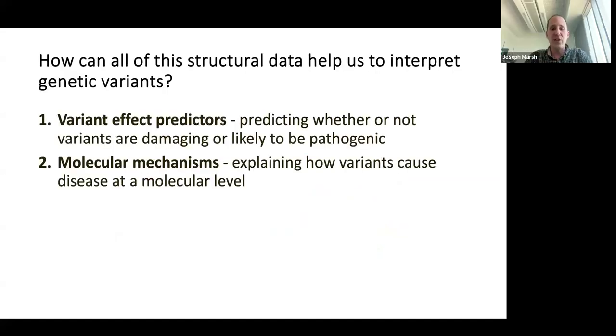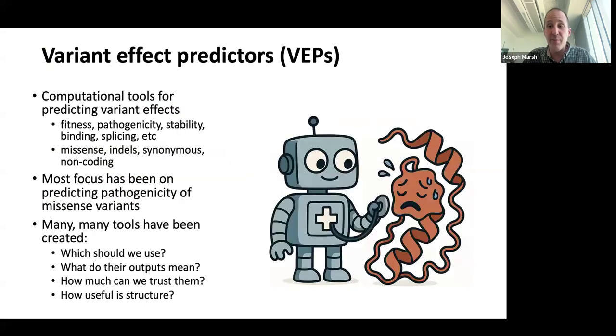So the question that we have then is, how can all this structural data help us to interpret human genetic variants? There are two main ways that we're interested in doing this. One is through variant effect predictors, so predicting whether or not variants are likely to be damaging or pathogenic and cause disease. And they tell us a lot about molecular mechanisms. They're very useful for not just telling us whether variants cause disease, but how they cause disease at the molecular level. So that's what I'm going to talk about today, these two aspects. We'll start with variant effect predictors.